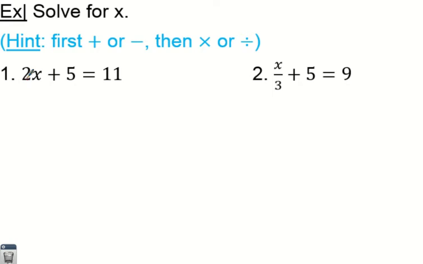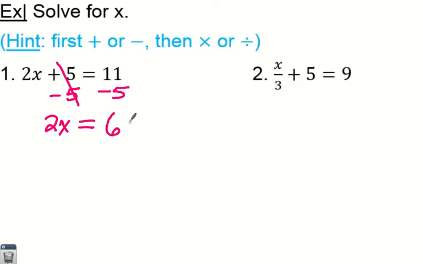Well, which one do we do first? This hint in blue up here basically says we want to get rid of this plus 5 first. That is a thing that you need to understand. We're going to deal with the plus 5, then the 2, in that order. It's important. So how do we get rid of plus 5, adding 5? We subtract 5 from both sides. And so the plus 5 is gone, and the 2x remains. And the right side becomes 11 minus 5, 6.